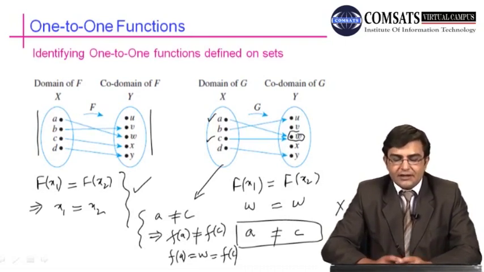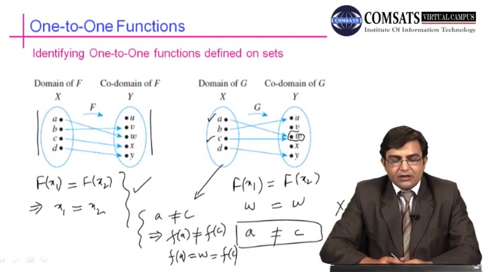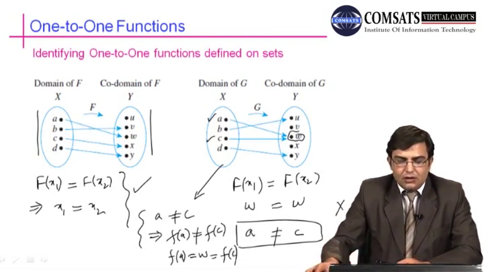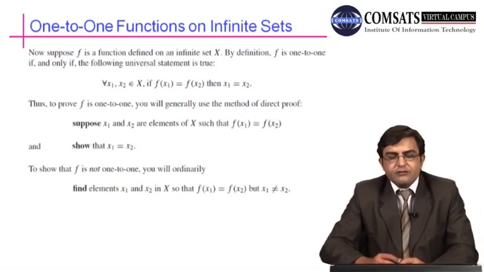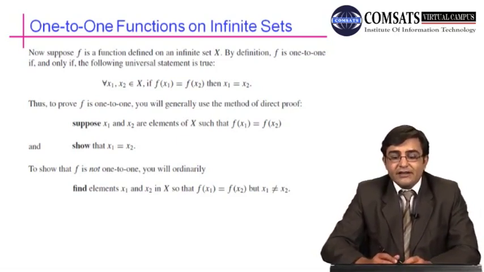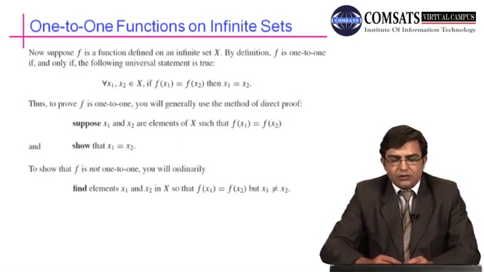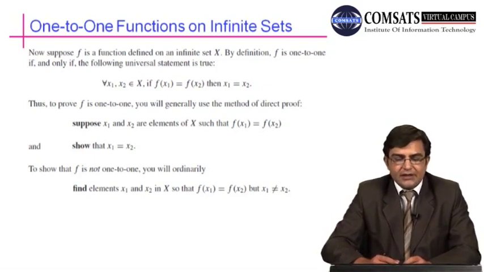So I hope you understand the basic idea behind one-to-one functions. Now we move to one-to-one functions on infinite sets. The previous example involved only finite sets. Now we are going to discuss an infinite example in which we shall show whether the function is one-to-one or not.